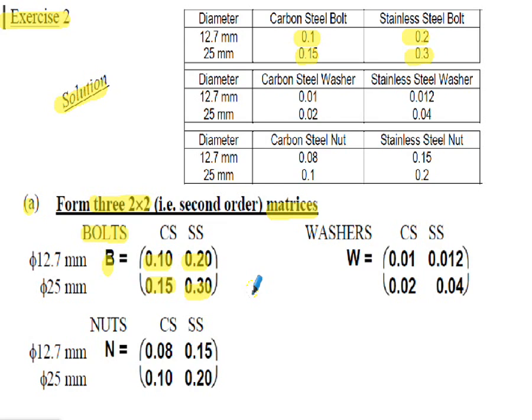as a 2x2 matrix. If we now consider the washers, the information given in the exercise is shown here, again in terms of cost. I've written that into matrix W, the 2x2 matrix shown here. And finally, if we consider the nuts, the information for the nuts related to costs is shown here, again for the various diameters, various material types, and I've shown that in matrix N here, as again a 2x2 matrix. So there's our 3 2x2 matrices for the bolts, the washers and the nuts.